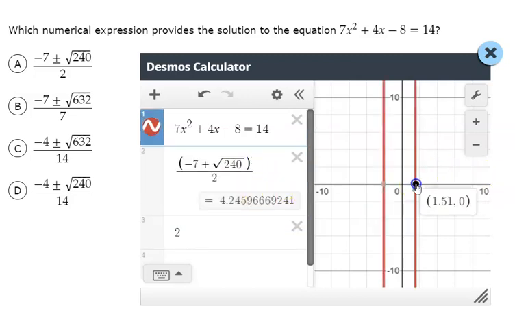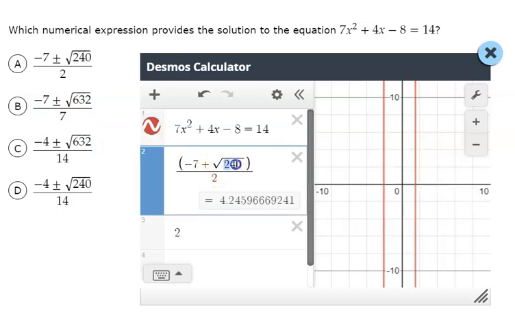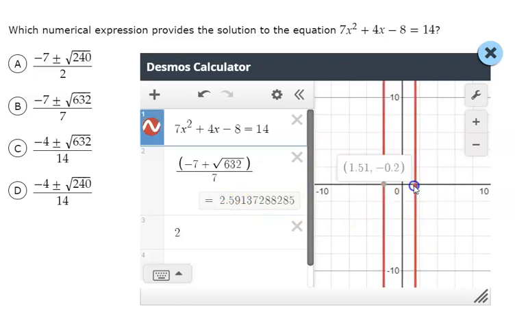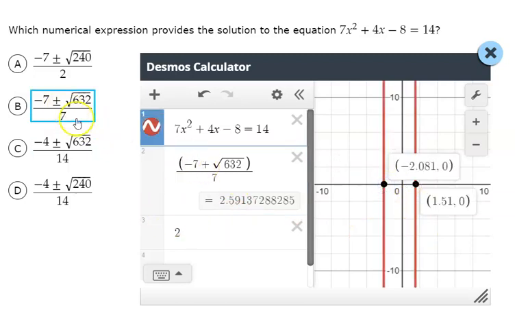Well, let's see. This number was 1.51, and that was -2.081. This number is not here, so we do not need to type the negative number for that one. So let's go to the second answer choice, -7 plus the square root of 632. I'm going to change this to a 632, and then under here is going to be a 7. All right, again, I don't see that answer listed here. So that is not the correct answer.